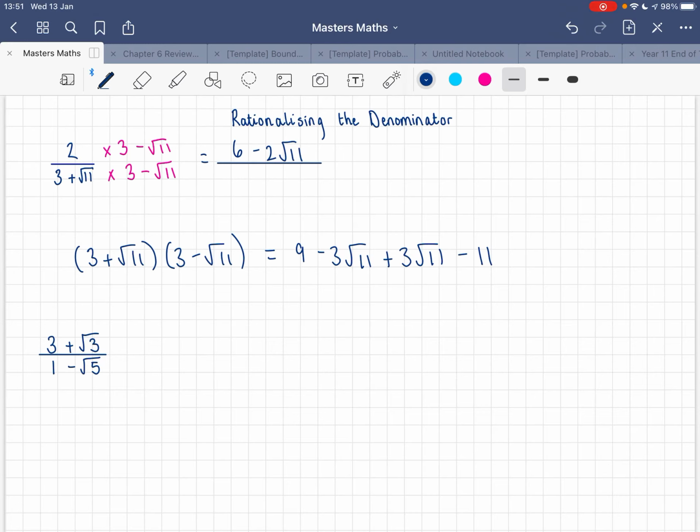Simplify where you can. We get 9 minus 11 is negative 2. Minus 3 root 11 plus 3 root 11 cancel each other out. If you add them together, you would get 0. So they have gone, and now we just have negative 2 on the bottom of that fraction.